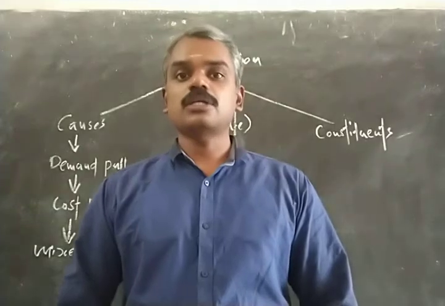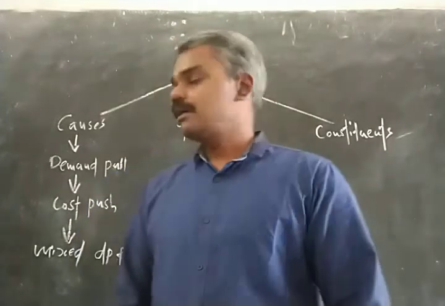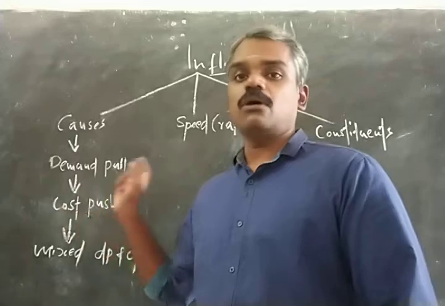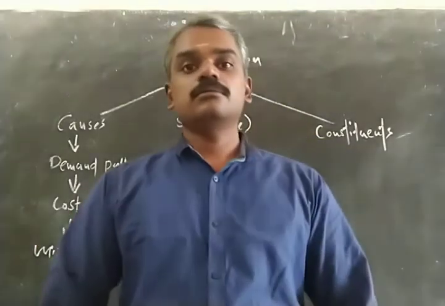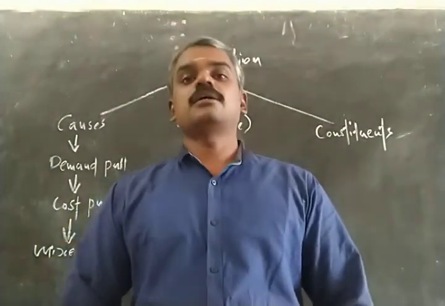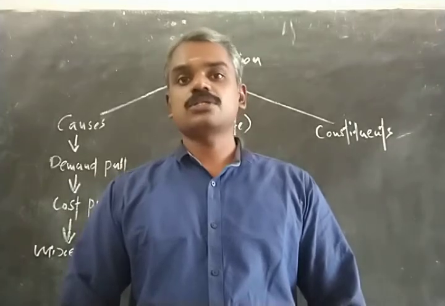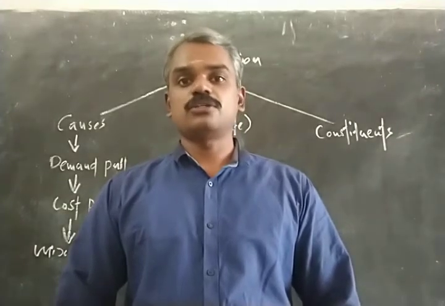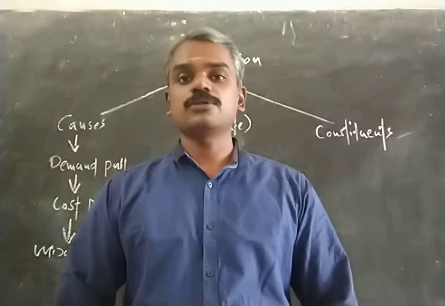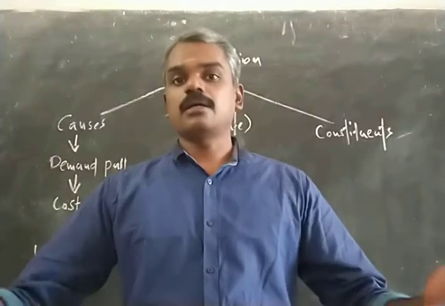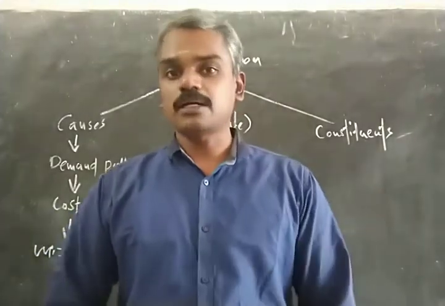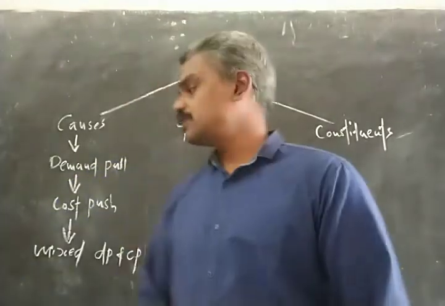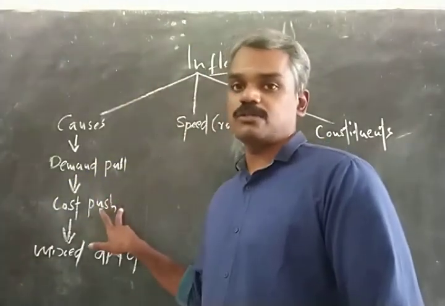So it is either the trade union activity or the extra profit desire on the part of the producers which can cause cost push inflation. This is also called markup inflation because it's a marking up. It can result from the marking up of profit by the producers. So this is the second type of inflation, cost push inflation.